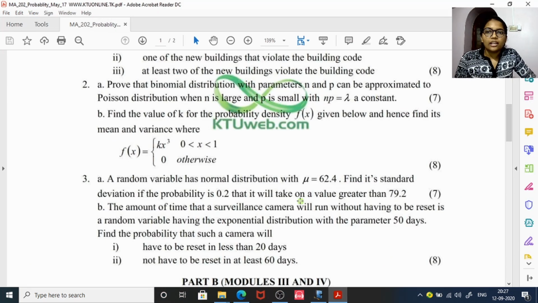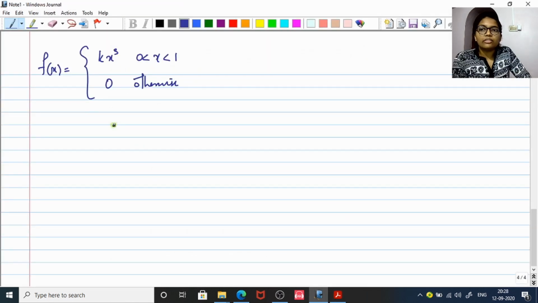Okay. Now let's take 2b. Okay, 2a is some kind of proof and which rarely comes. So let us move on to 2b. And it says find the value of k for the probability density function given below and also find the mean and variance. So what is the value of k?